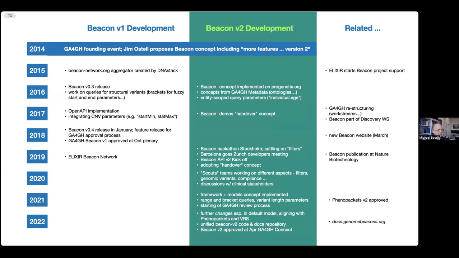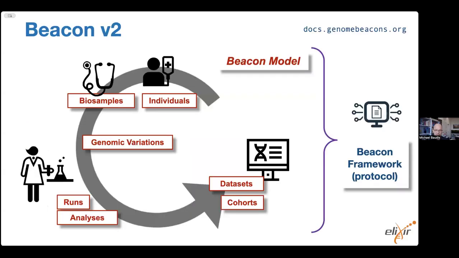Here is a timeline of the development. You see that in 2014 there was the original idea, and then it went to version 1, which was improved over the years, along with the network implementation and so on. And already in 2016, or even a bit before that, we started to work on version 2, which should have different features. The different features are presented here, also on a slide adopted from Jordi.